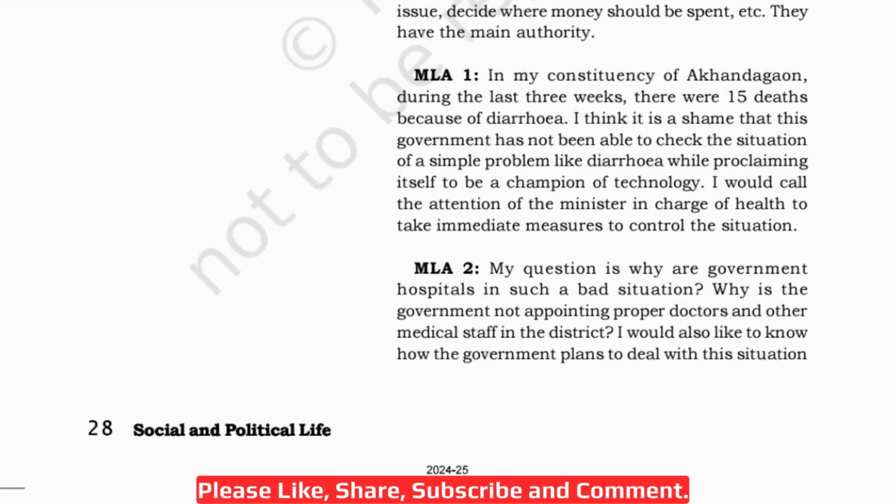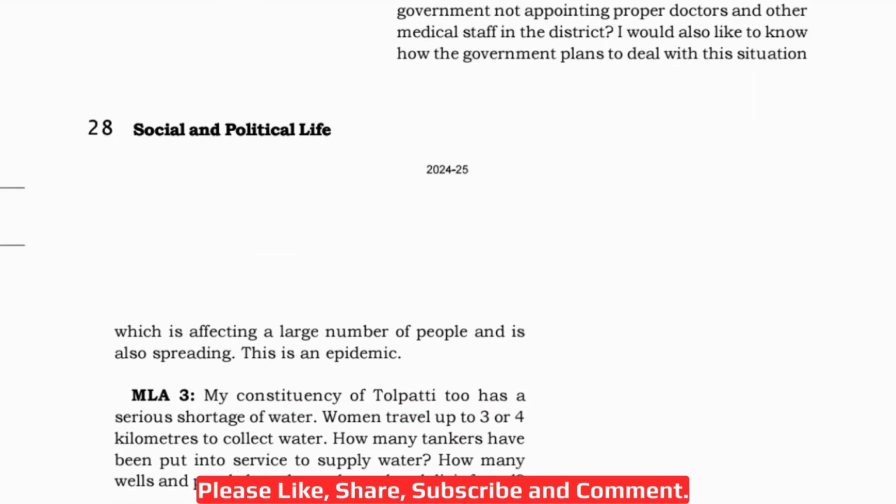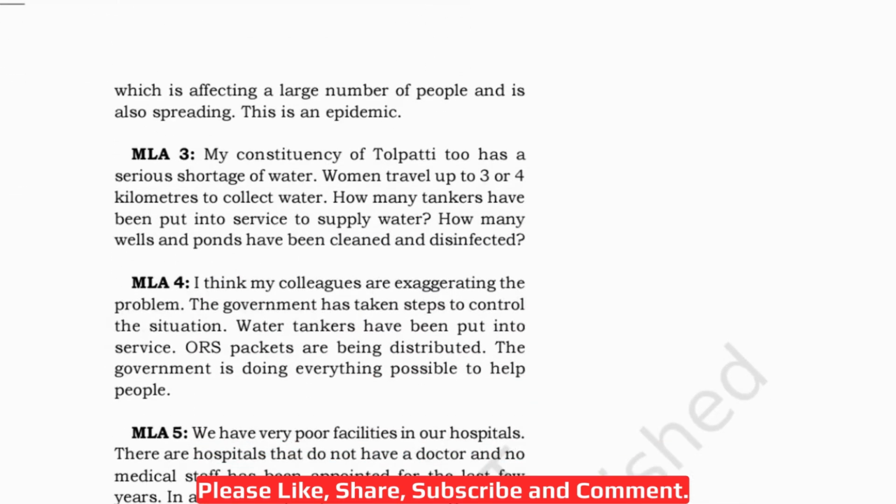MLA 2. My question is, why are government hospitals in such a bad situation? Why is the government not appointing proper doctors and other medical staff in the district? I would also like to know how the government plans to deal with this situation, which is affecting a large number of people and is also spreading. This is an epidemic.